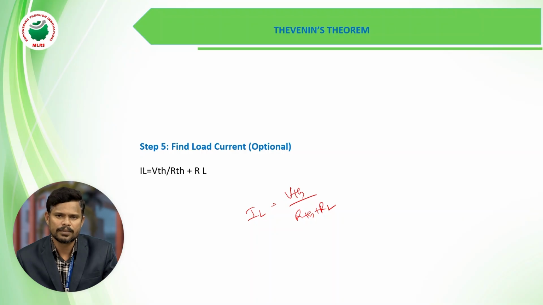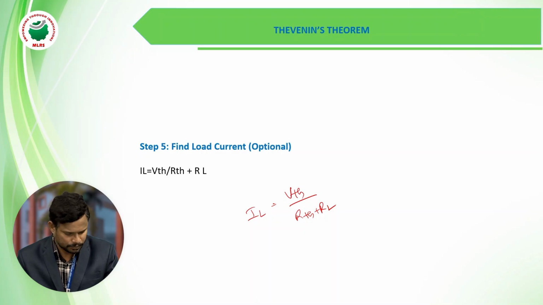Then step number 4, draw the Thevenin's equivalent circuit, and then we again add the load resistor across the open terminal. Then find the load current IL equal to VTH by RTH plus RL.